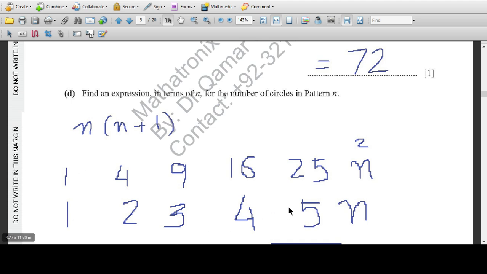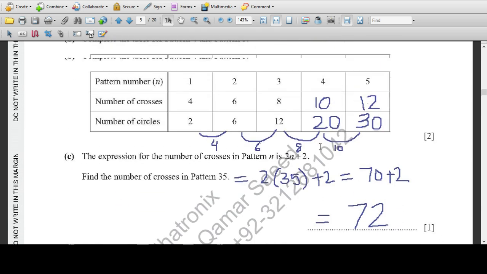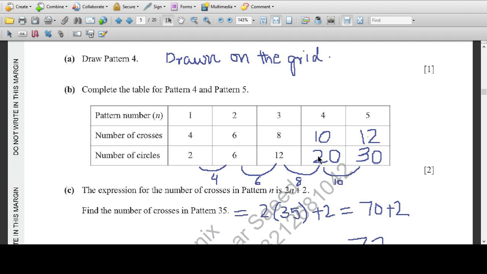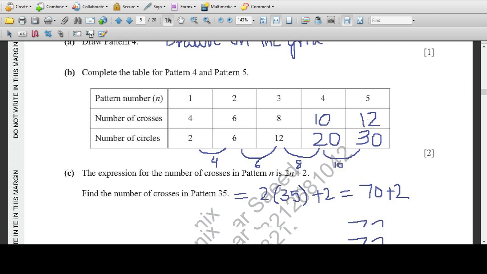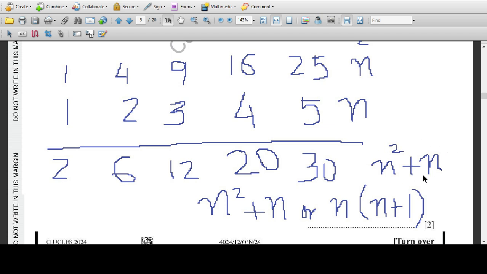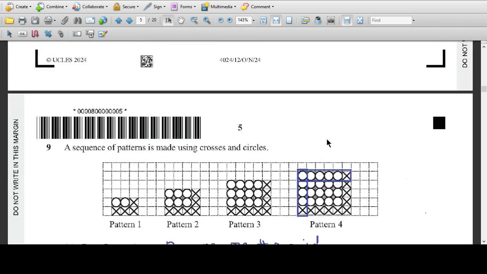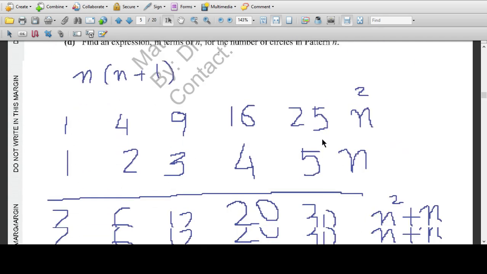So on adding n square plus n, we get 2, 6, 12, 20 and 30, which is here in this last row. So the number of circles in pattern n is n square plus n, which can be written as n times n plus 1. This is a very important question, and not very easy. So question number 9 is completed here.